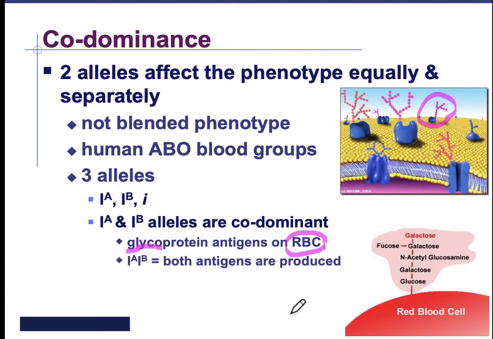So in your blood, your body produces both of these antigens that are found on your blood. Lowercase i is recessive to both. So the lowercase i represents basically no antigen. So you get an antigen A and an antigen B and no antigen.